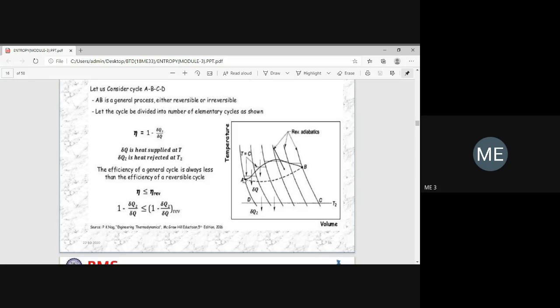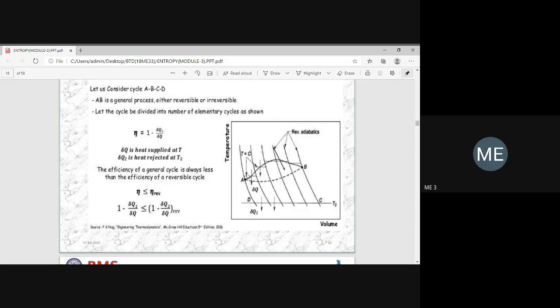in which the process AB is any general process. It may be reversible or irreversible. The process BC is the reversible adiabatic expansion process. The process CD is the isothermal process or constant temperature process, and the process DA is the reversible adiabatic compression. So we have to divide this cycle like this. The processes are most important here. You have to mention everything.